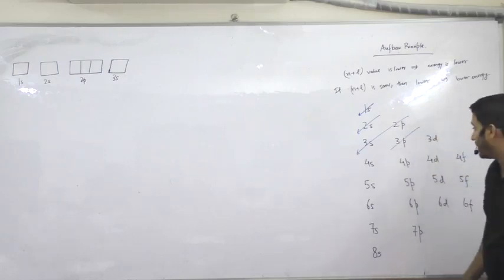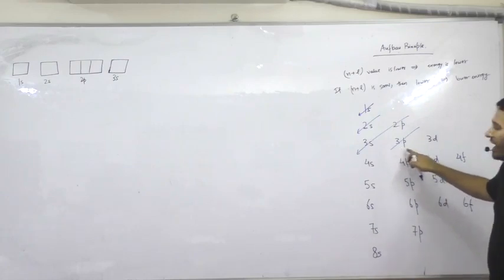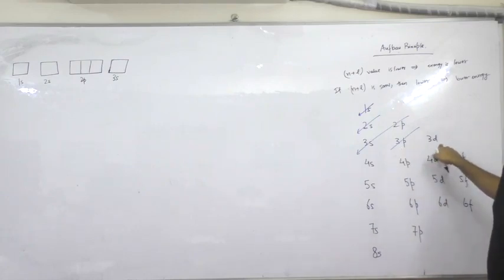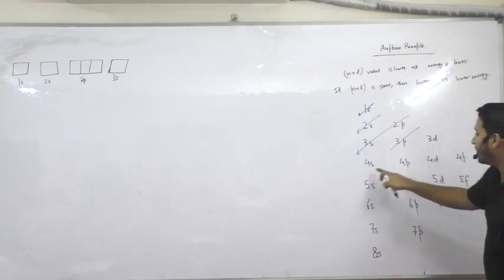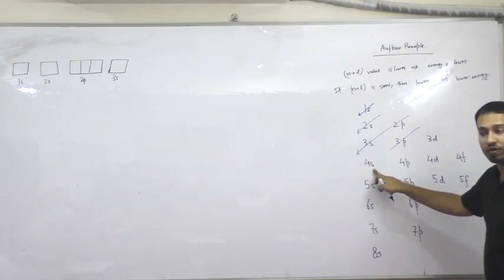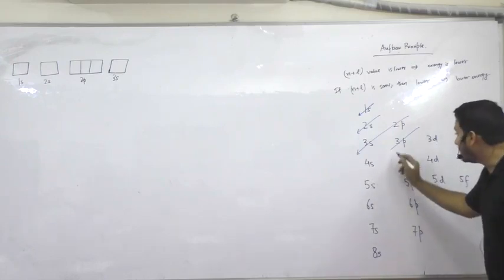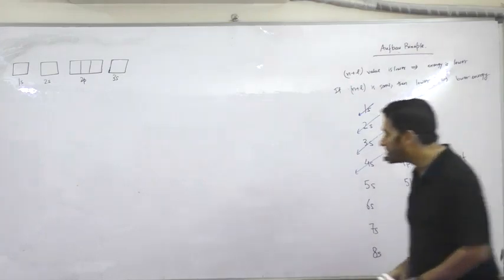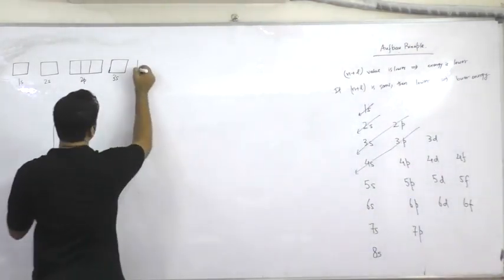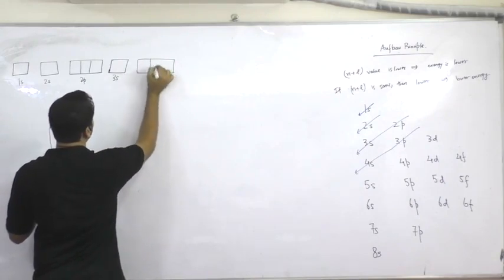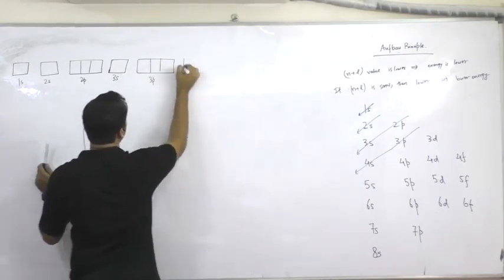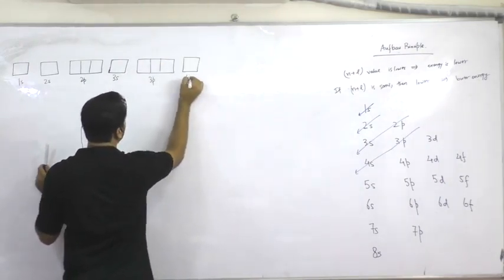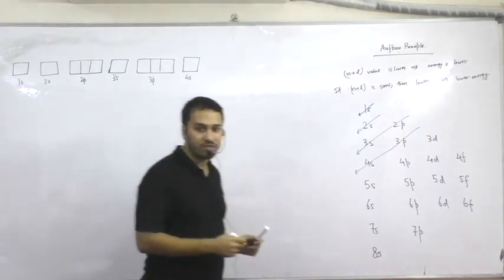Very important. After 3p, I do not fill 3d. Because how much is the n plus l value here? 3 plus 2, 5. And here? 4 plus 0, 4. So after 3p, first I will fill 4s. So 3s followed by 3p, and then I fill 4s, because this is 4 plus 0, 4.